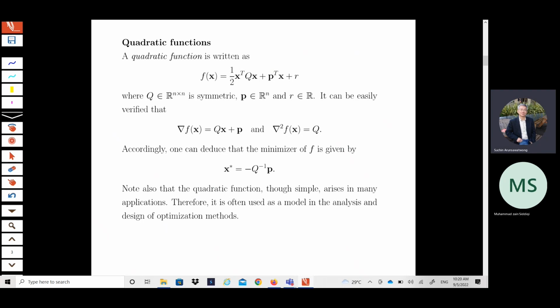That's one reason. The second reason we consider quadratic functions is that in many applications, especially those concerning energy, the quadratic function often arises. For example, in a power system, if you find the transmission loss, you will see that the transmission loss can be written as a quadratic function.